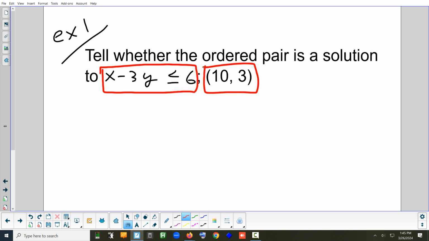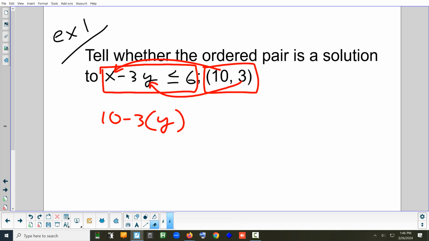What's x in this case? 10. So take 10, fill it in for x. What's y? 3. So take the 3, and we're going to fill that in for y. So we have 10 minus 3 times y, which is 3. And we're going to check if that's less than or equal to what number? 6. All right, let's see.